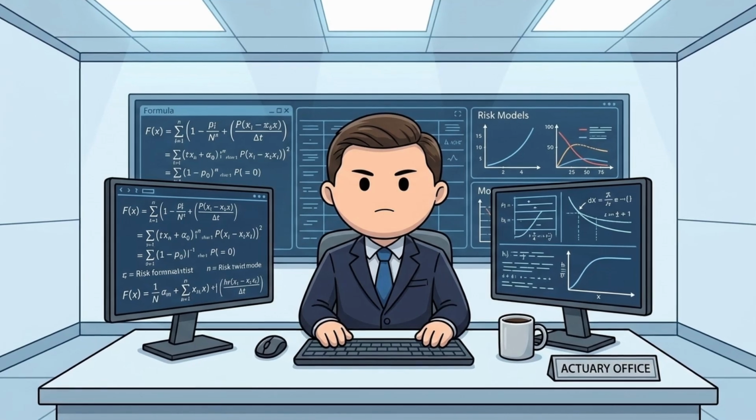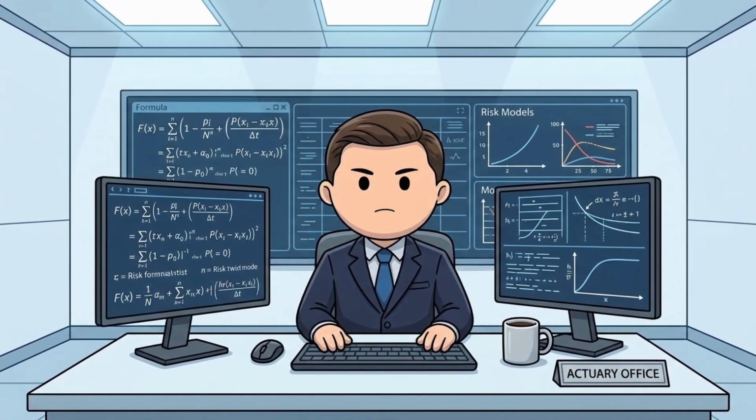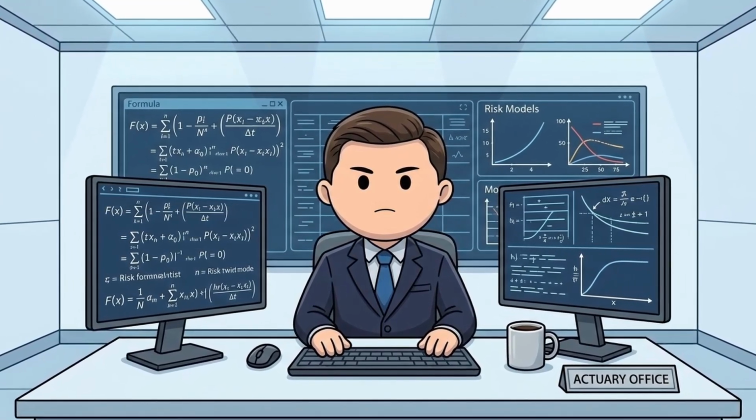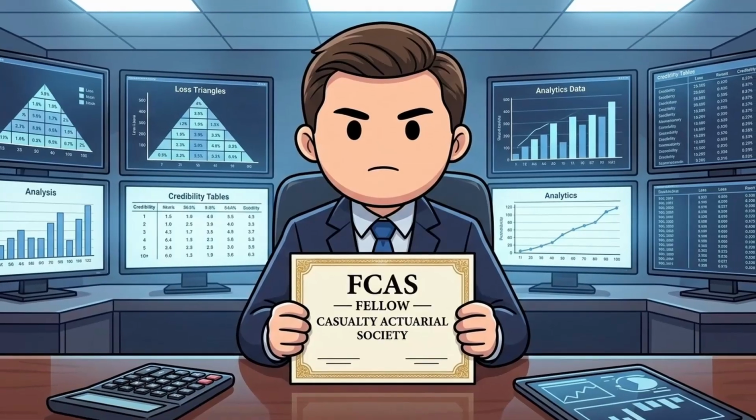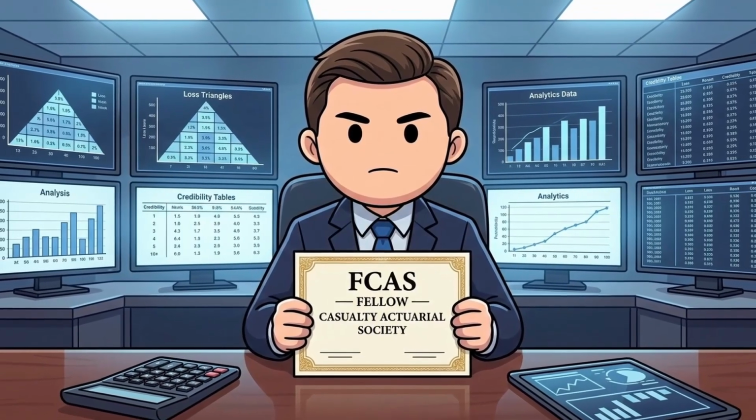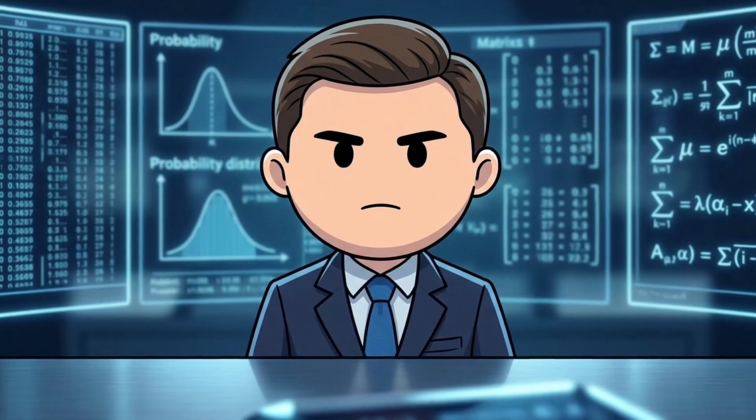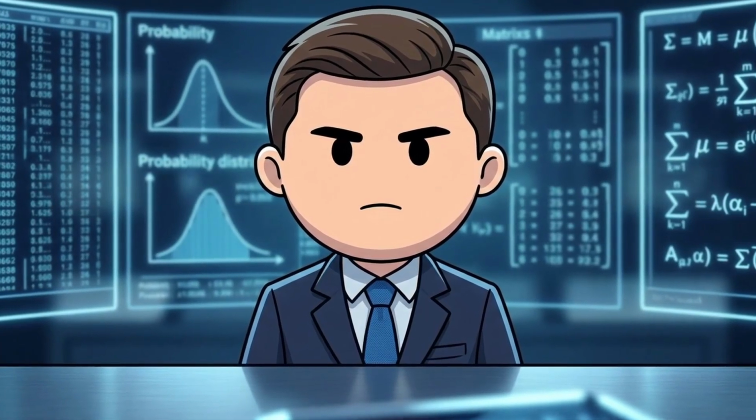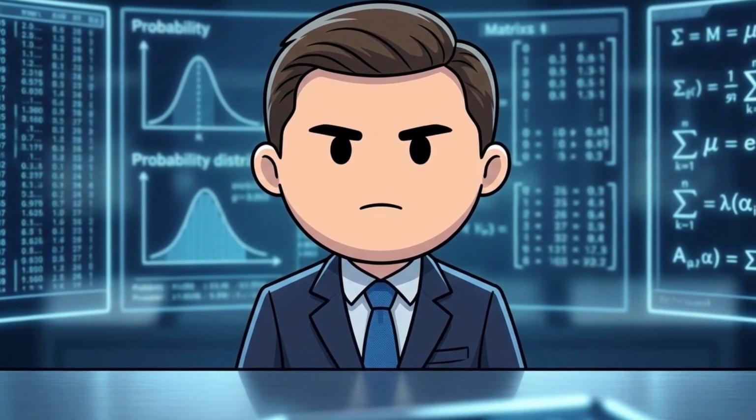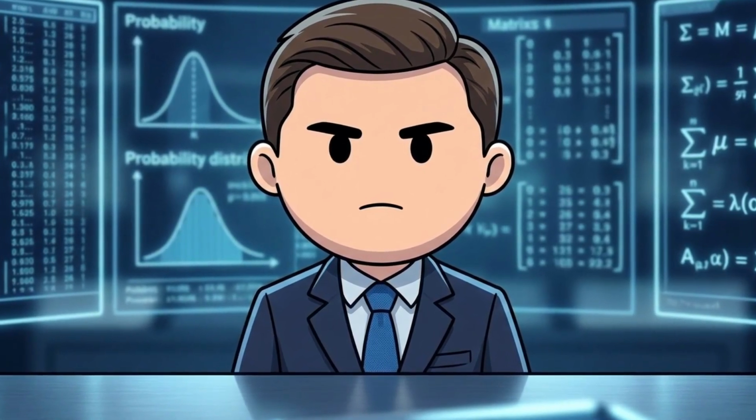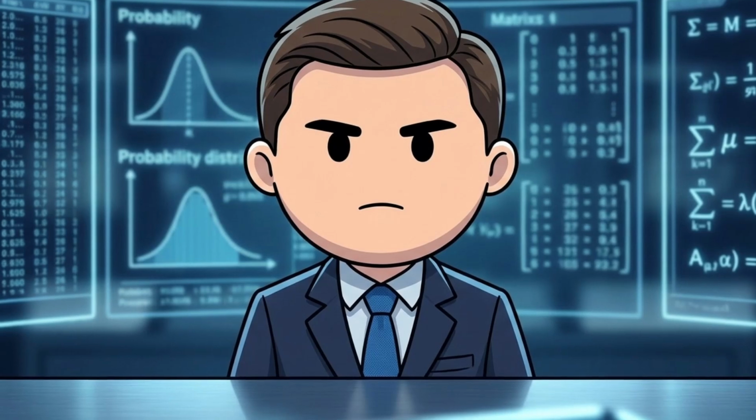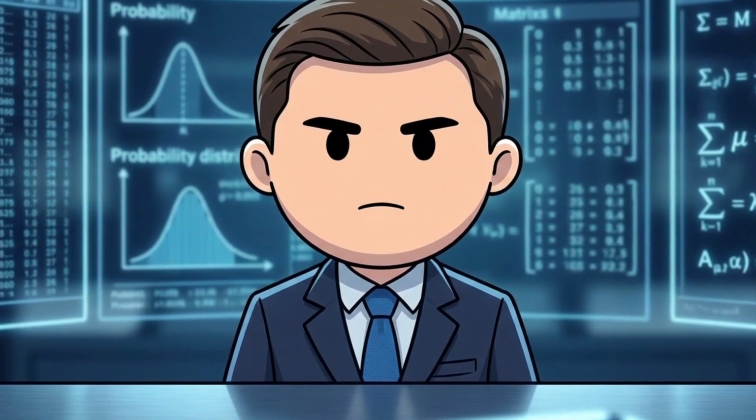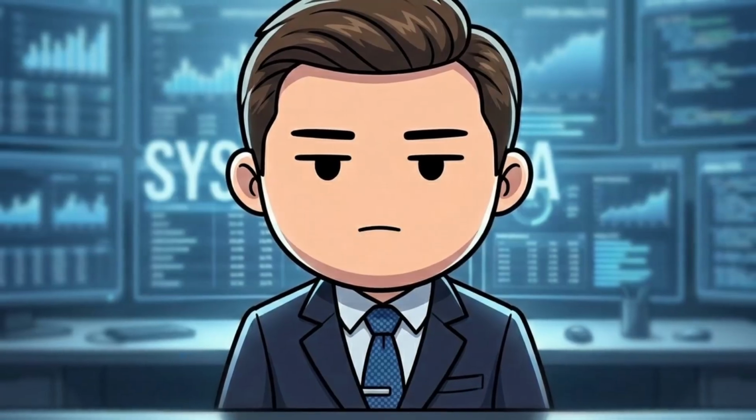Your title is Senior Property and Casualty Actuary. You are 31 years old. You hold a fellowship from the Casualty Actuarial Society, which required 7 examinations over 6 years, and which is the credential that permits you to certify the reserve adequacy and pricing adequacy of an insurance company's products. Your salary is $112,000 a year. You do not price policies.